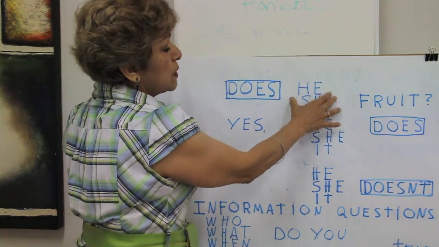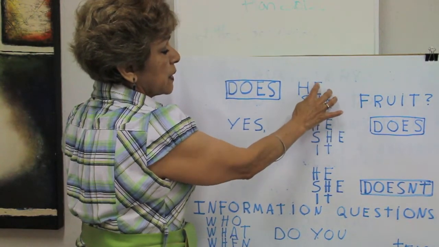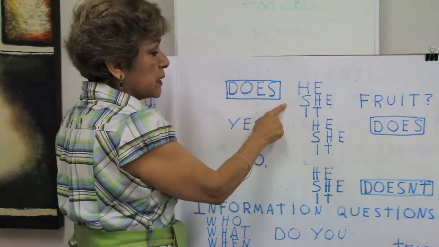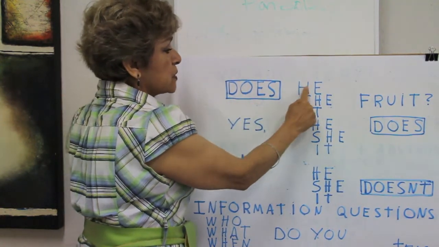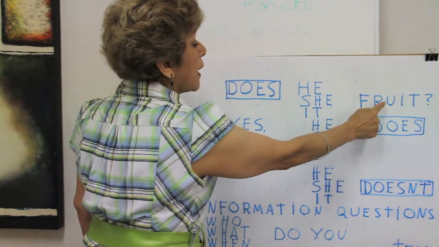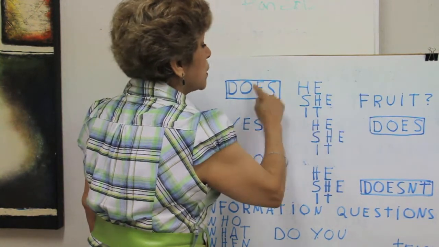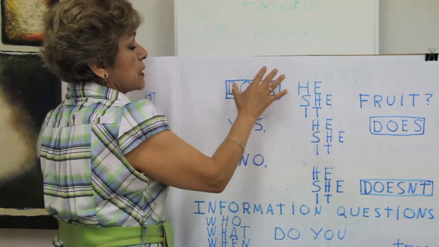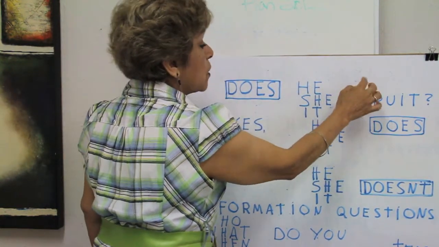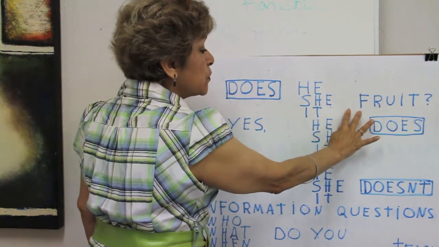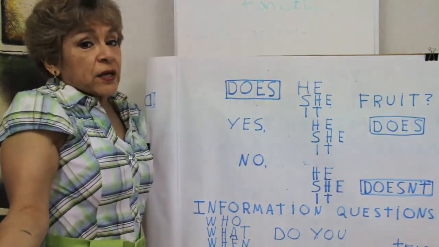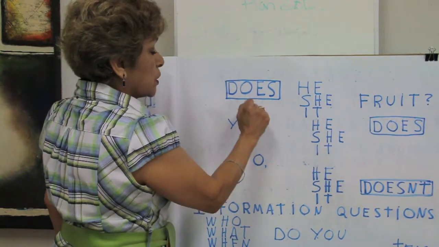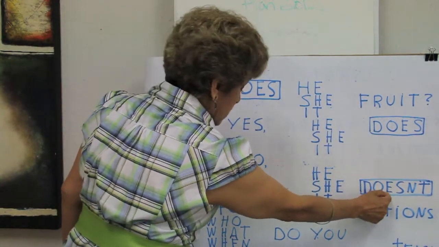In this structure, we are only focusing on third person singular, he, she, it. It is necessary to use the auxiliary does at the beginning. Auxiliary, subject. Here, you need a verb. Does he eat fruit? The order is auxiliary, subject, verb. So don't forget that if you don't have a verb, no action. Yes, he does. No, he doesn't.